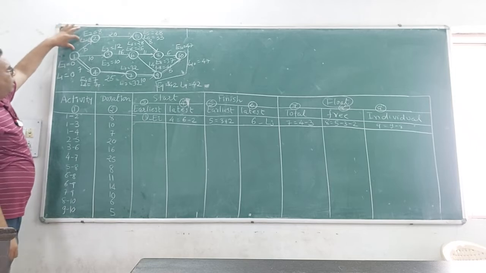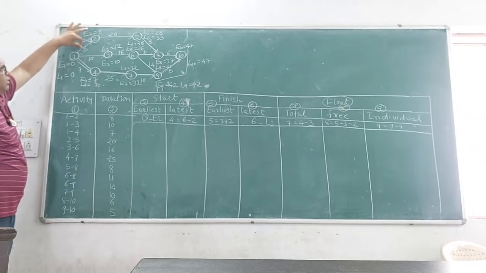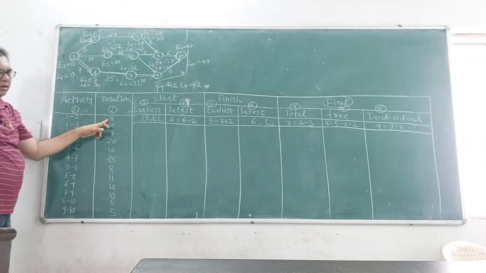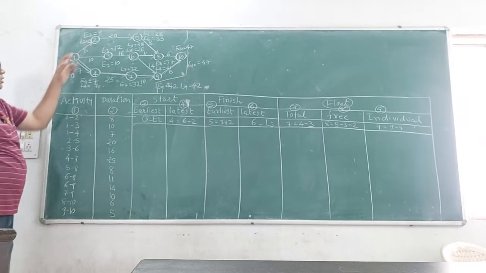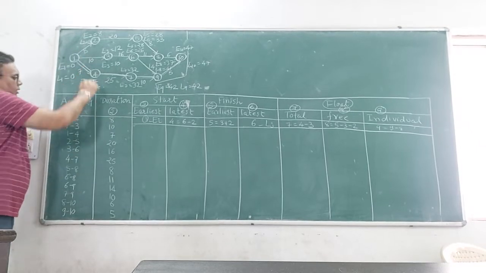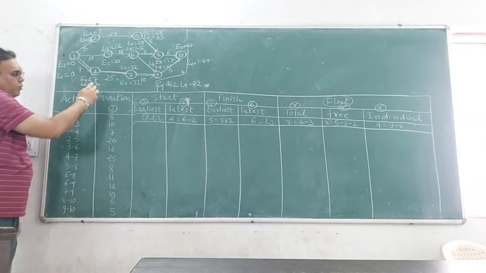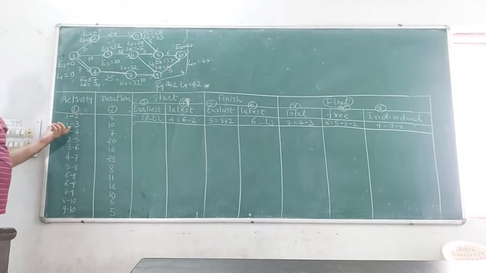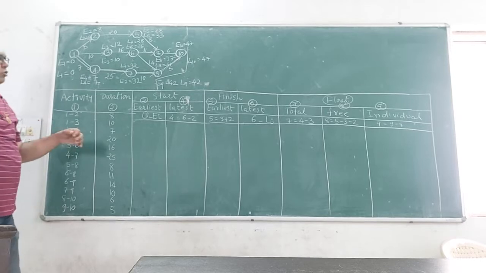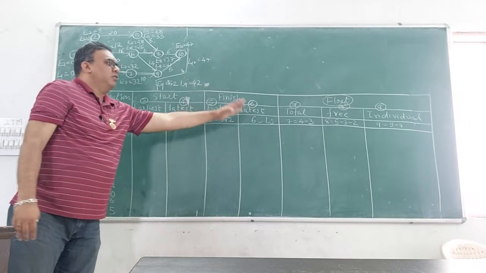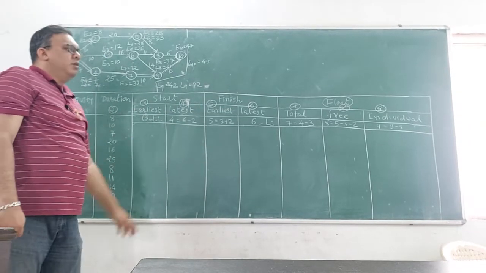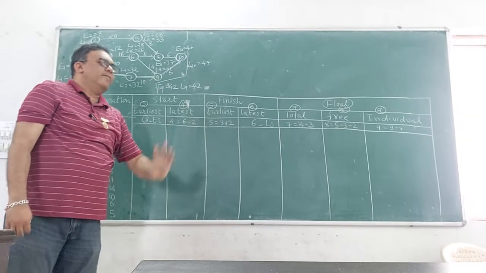For example, for 1 and 2, the duration in between is 8, so I wrote 8 over here. Already it is given. For the second, 10. Third, 7. The same way you have to fill all the durations between the two nodes. Now actually we have to calculate the table with the help of the given formula.